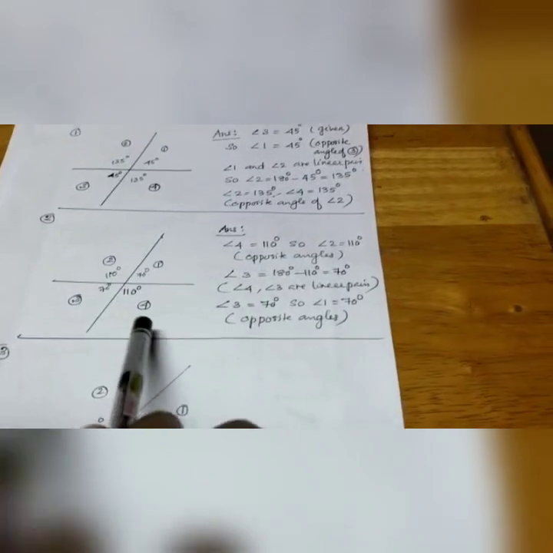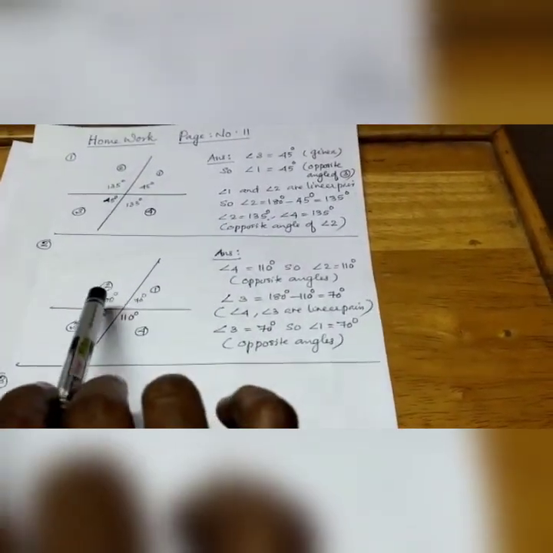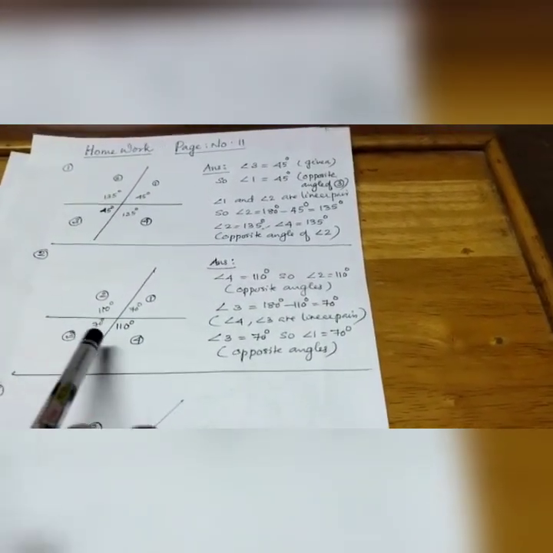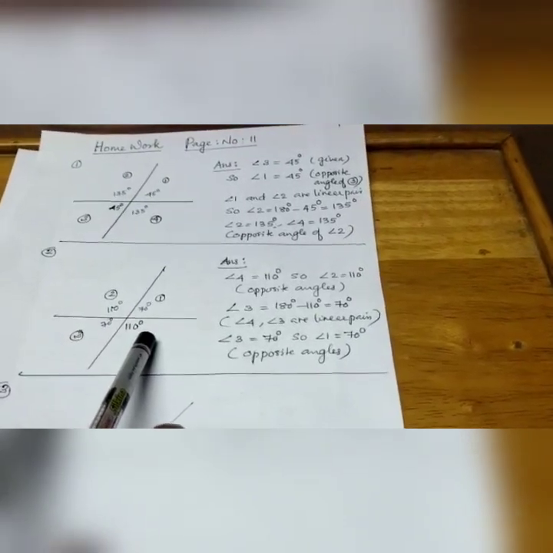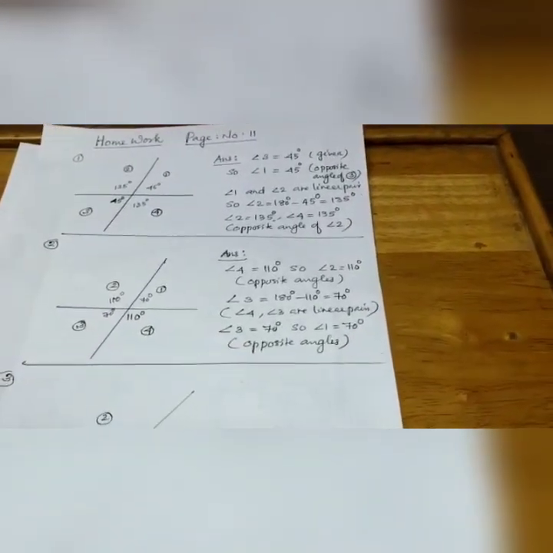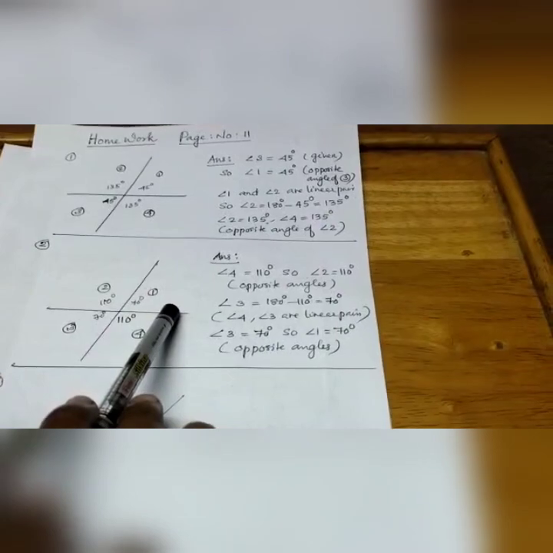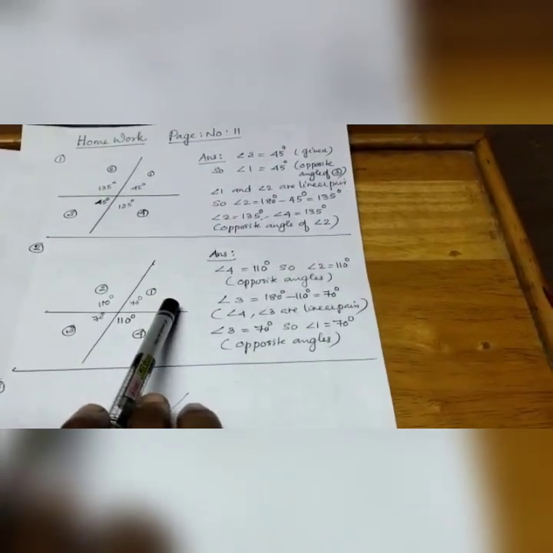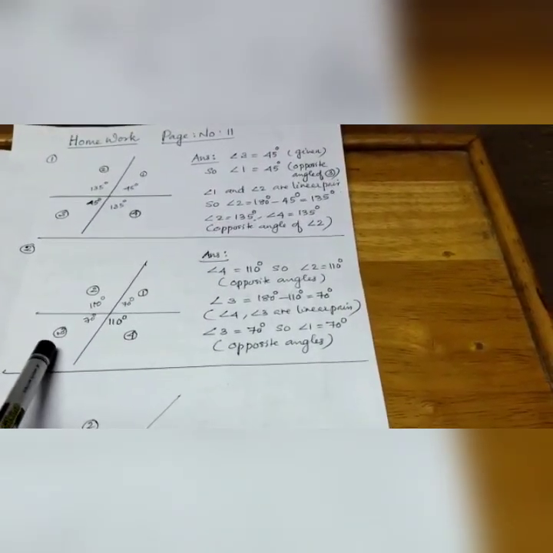Like that, here angle 1 is 110, angle 4 is 110 degrees, that is given. So, angle 2 is 110. Angle 2 and angle 1 are a linear pair. Therefore, angle 1 is 70 degrees. Angle 1 and angle 3 are opposite angles. Therefore, angle 3 is 70 degrees.